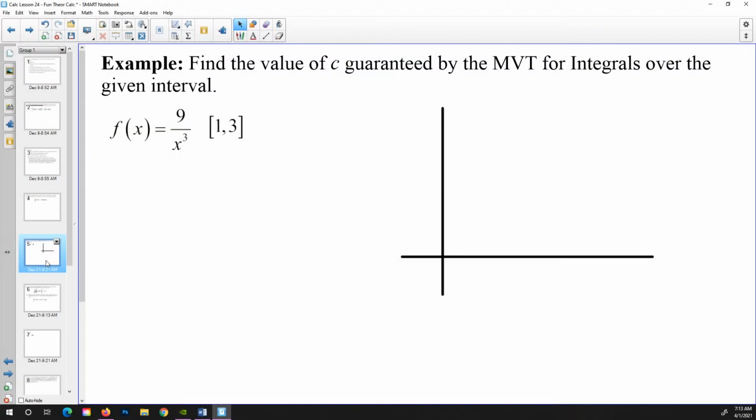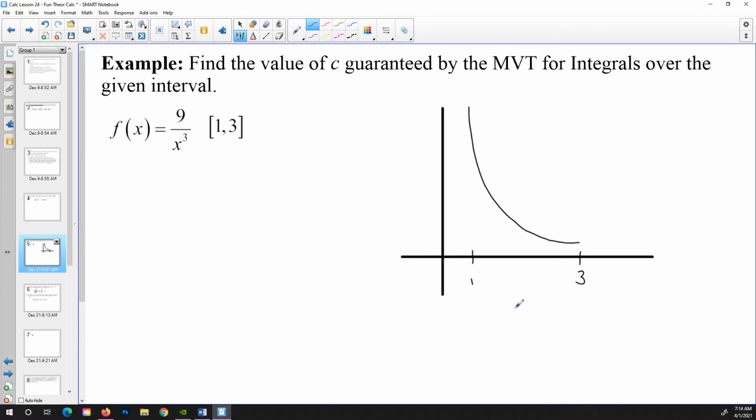Let's take a quick example. Find the value of c guaranteed by the mean value theorem for integrals over the given interval. All right, so if I wanted to plug this in, I am going to get a function that, if I go from 1 to 3, is going to be fairly steep, and it's going to come down and get flat fairly quickly. So I need to find a value c in between this.